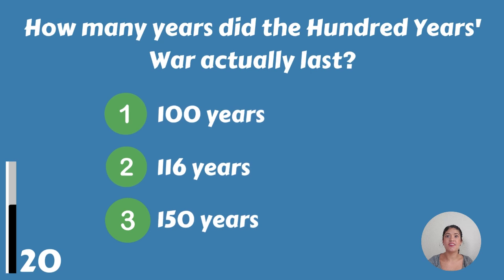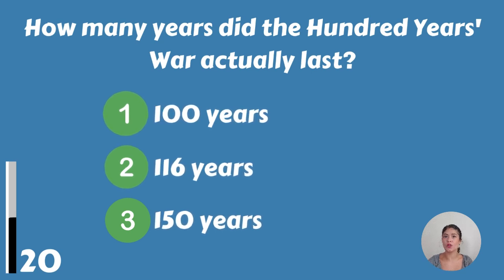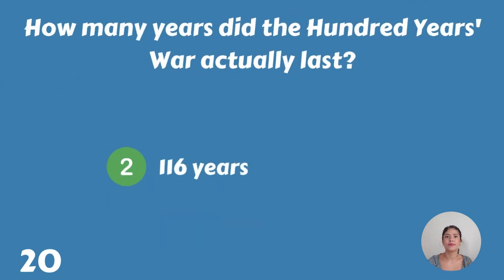How many years did the Hundred Years' War actually last? 100 years, 116 years, 150 years. 116 years.